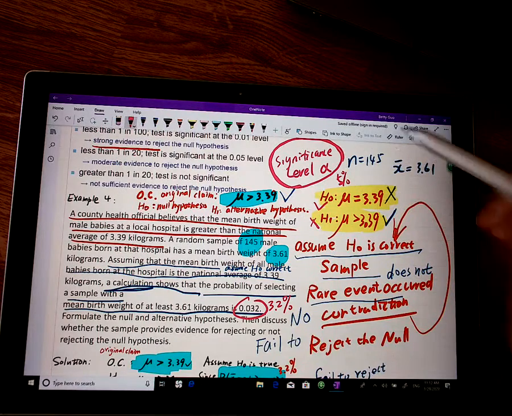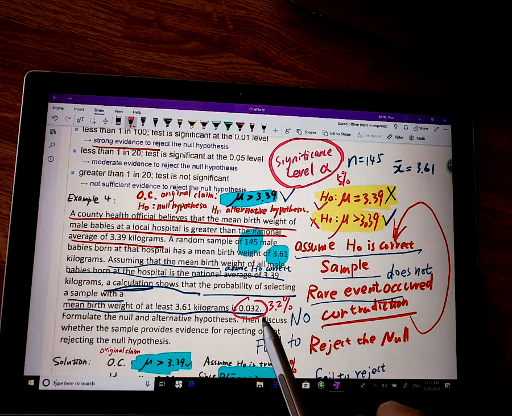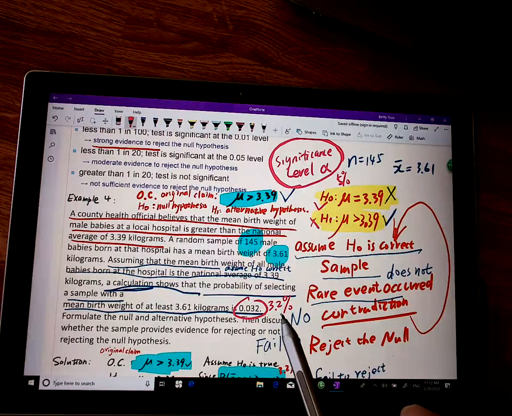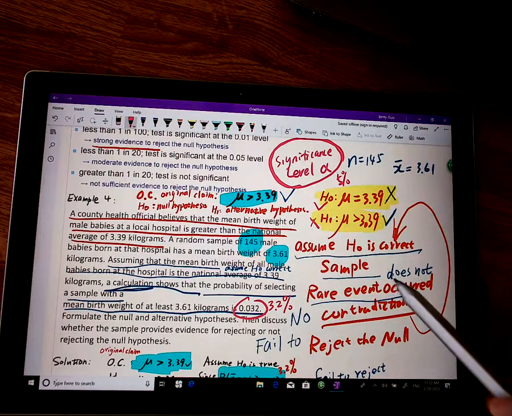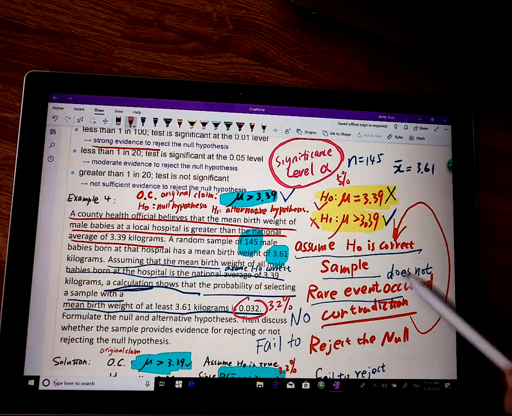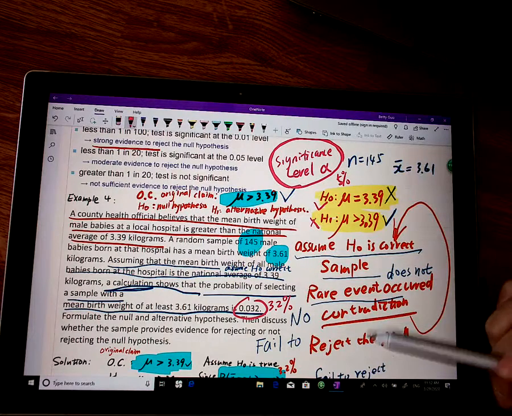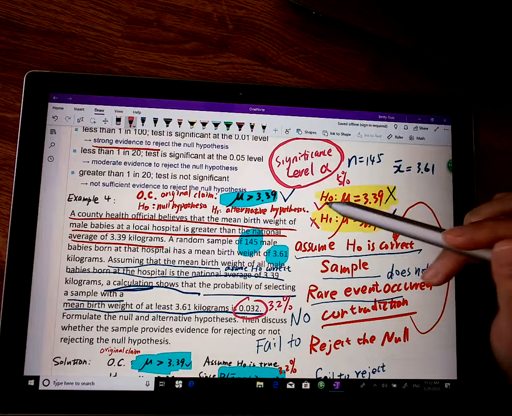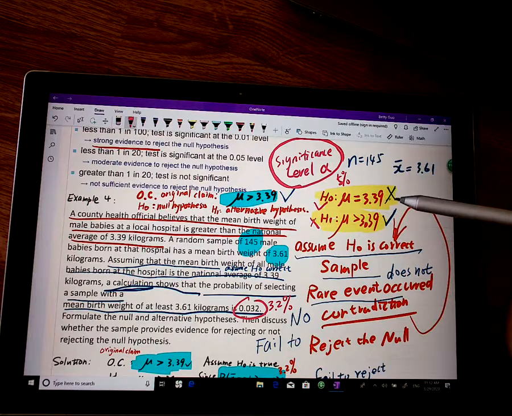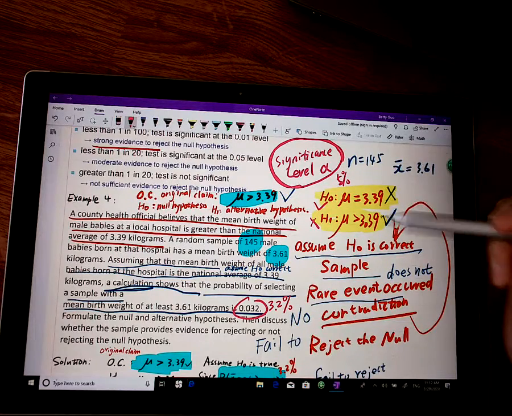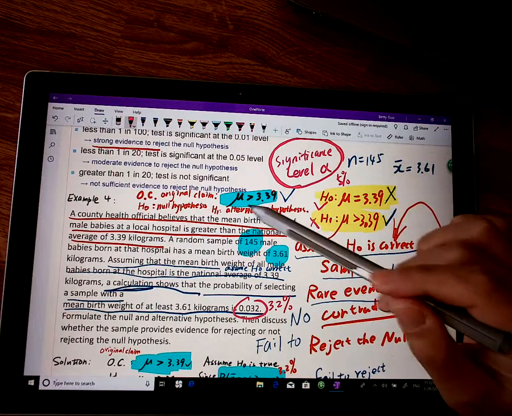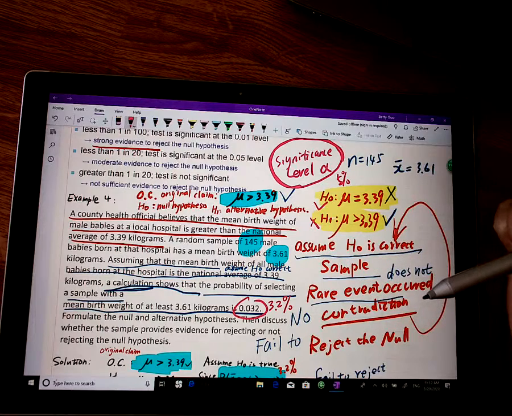Then 3.2% would be rare. That makes the sample give us a rare event. A rare event occurs, then we see a contradiction. The contradiction comes from the assumption that the null is true. So we have to reject the null. We reject the null, then we support the alternative. So we support the original claim.